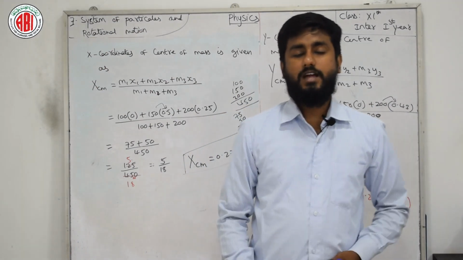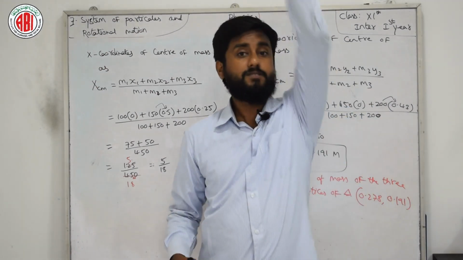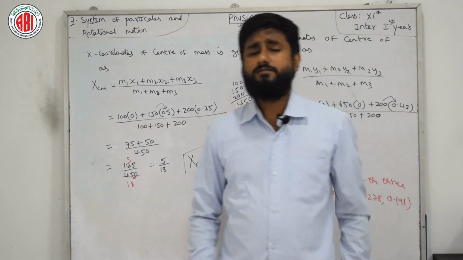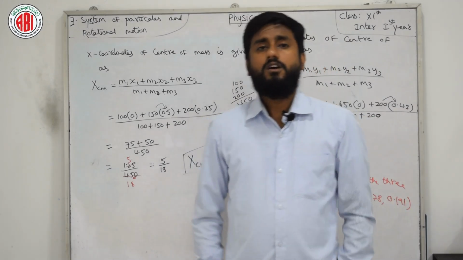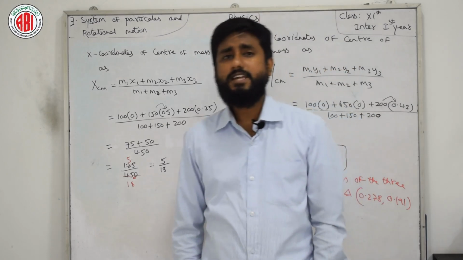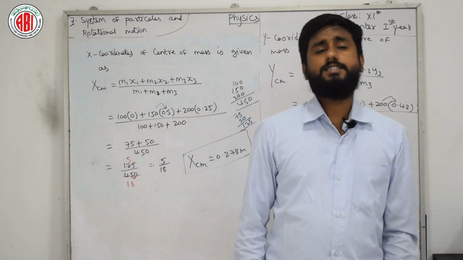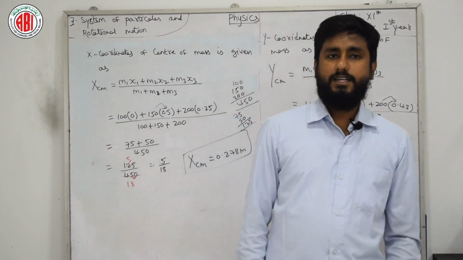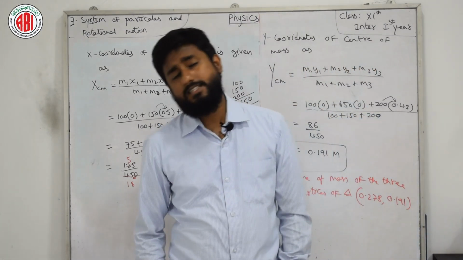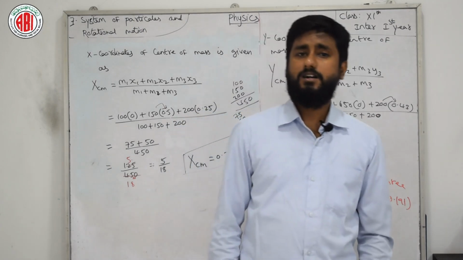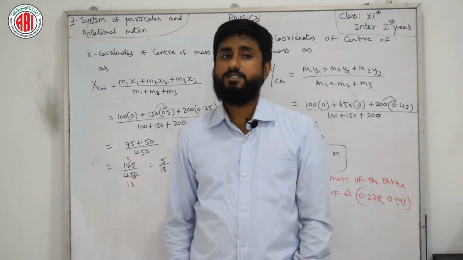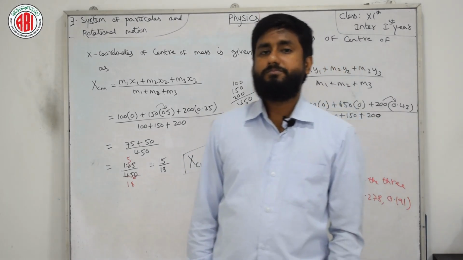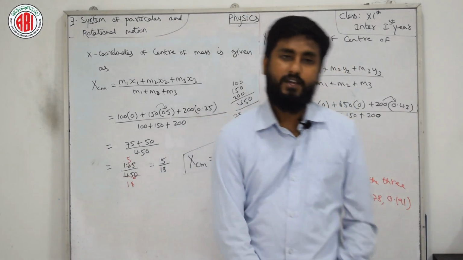Now I am going to end this chapter on systems of particles and rotational motion, but we have a few 2-marks questions, and I want to explain those once. Is it necessary that a mass should be present at the center of mass of any system? Here the answer is no, it is not necessary that a mass should be present at the center of mass of any system.